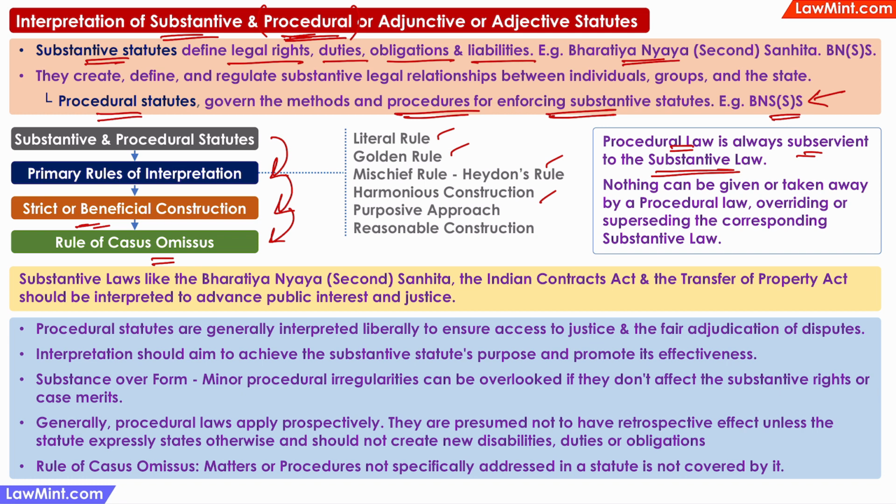Procedural statutes are generally interpreted liberally because their purpose is to enable the implementation of the substantive law and not become a roadblock. The Supreme Court has also noted that a substantive right accrued to the litigant should not be defeated by citing a procedural defect that is capable of being cured, which means that minor procedural irregularities can be overlooked if they don't affect the substantive rights or the merits of the case.